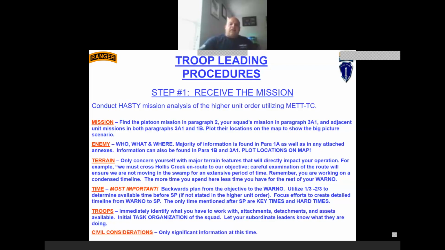Okay, civilian considerations, that's when you look at your map and you see if there's any civilians in the area. They'll let you know in higher's order what your ROE is, what buildings you have around.